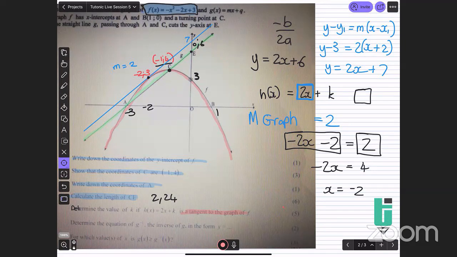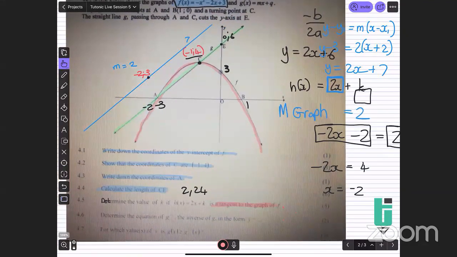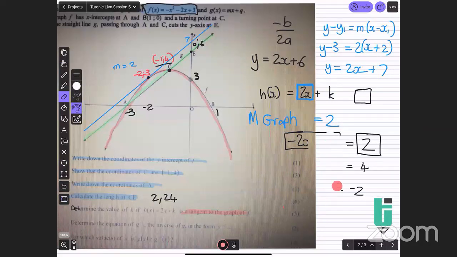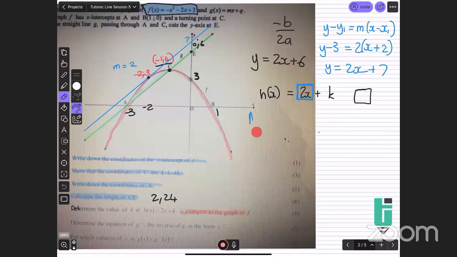Okay, so question 6. Determine the equation of the inverse. Have you guys all done inverse functions? Nope. Oh, you haven't done inverse. Okay. Uzair, have you not done inverse functions in class?